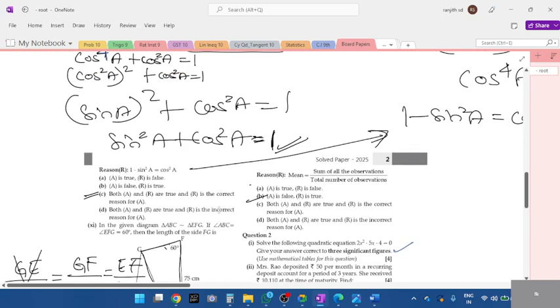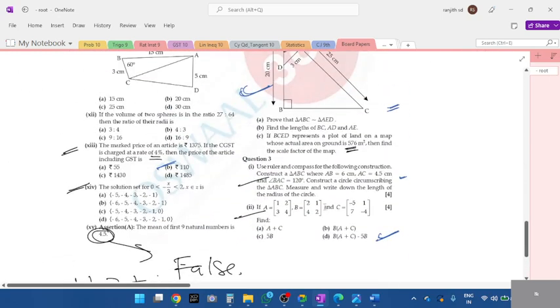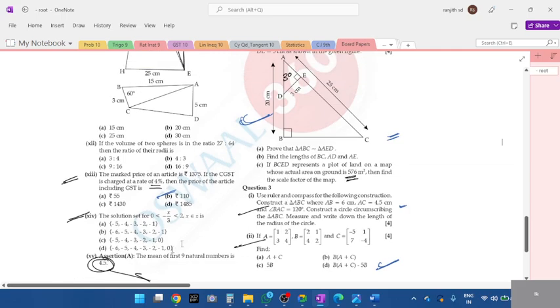We completed this. We are done using a ruler construction. Okay, we'll start with this construction.